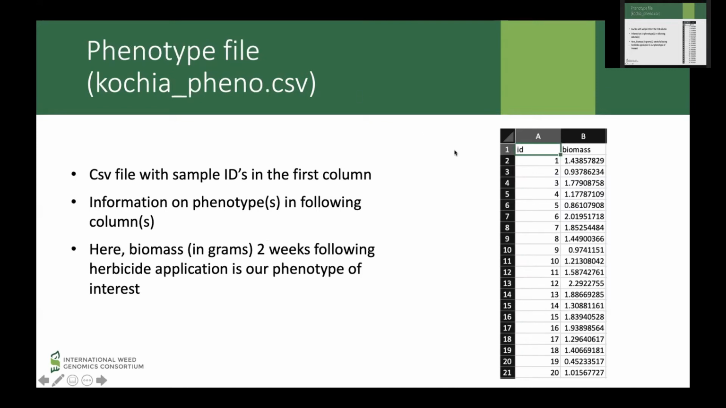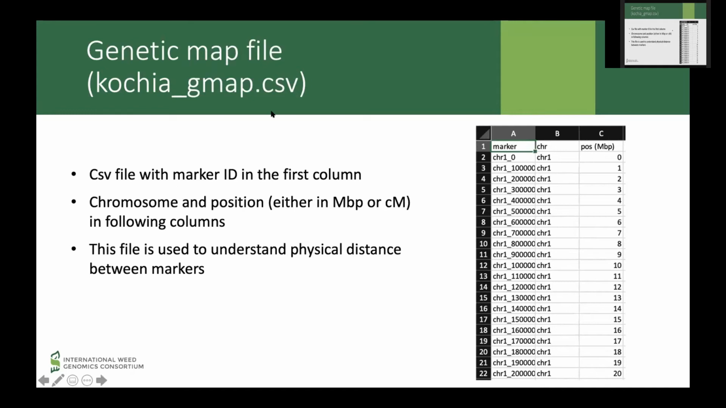Next up is the phenotype file. This is direct data from your phenotyping methods. For us, the simulated data set is supposed to be like dry or fresh biomass 14 days following a herbicide treatment. And so this is in grams here. You could use change in height, plant height, if you're looking at change in growth or some visual rating or whatever phenotype you want. You can list multiple, each in their own column, and QTL, whenever it goes through, will do a genome scan for each phenotype independently. And then the last one is this genetic map file.